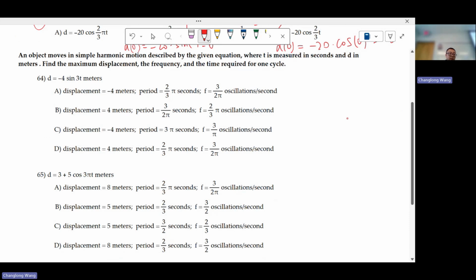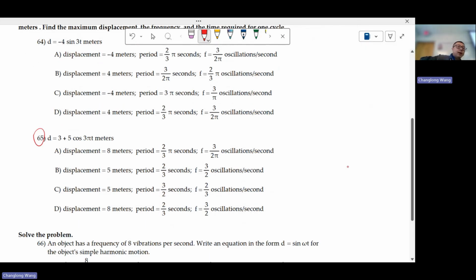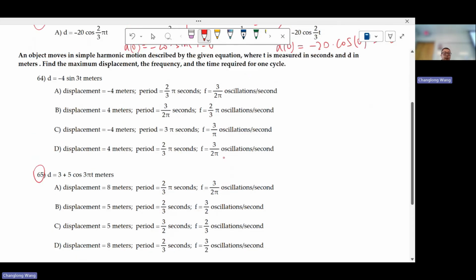All right. Now, let's take a look at 65. So you go the other way around, right? Try to identify period, frequency, and for some reason, they want us to find the maximum displacement, but they only put displacement in the option. So I'm not a big fan of them being that kind of sloppy with the terminology because displacement is not the same as maximum displacement.